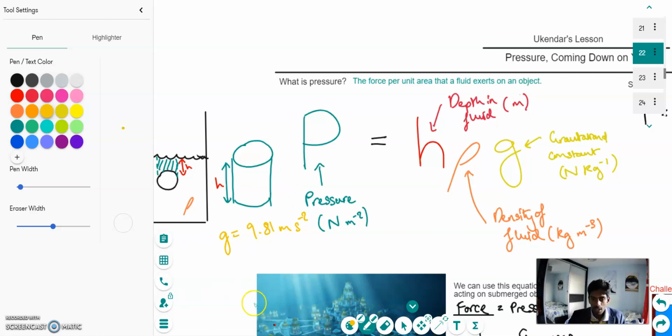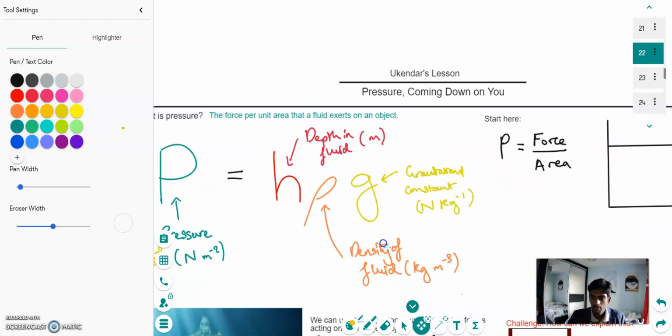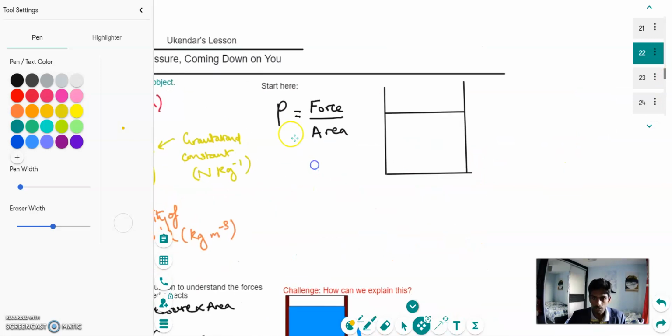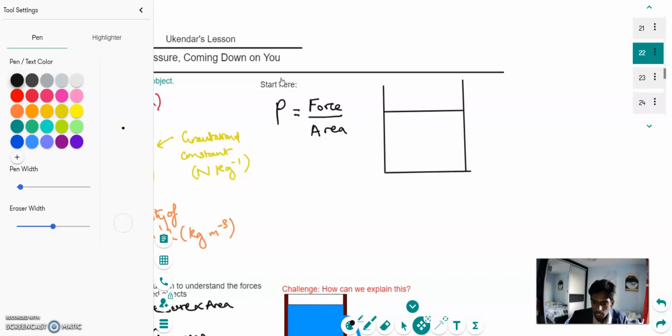Now let's look at where each of these quantities come from when we try and derive this. As we have learned at GCSE, pressure is simply force per unit area. So we can go from this equation, force divided by area, to understand how we can derive this equation. If we're in a fluid, we know that the only force acting on the object itself is the weight of the fluid above.